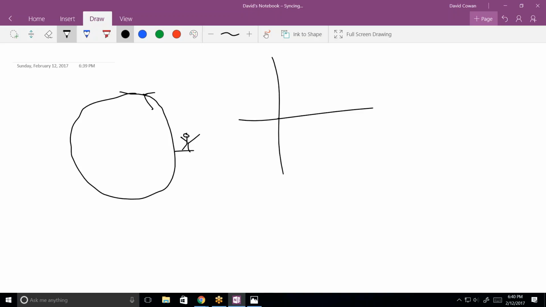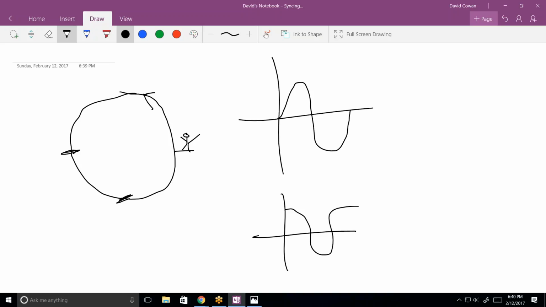Here's what the sine does. Here's what the cosine does. This person is getting on at the mid-height, right? Then he's going up. Sine. And then he's coming back down to the mid-height, and then he's going down to the low point. So it's perfect for a positive sine function.